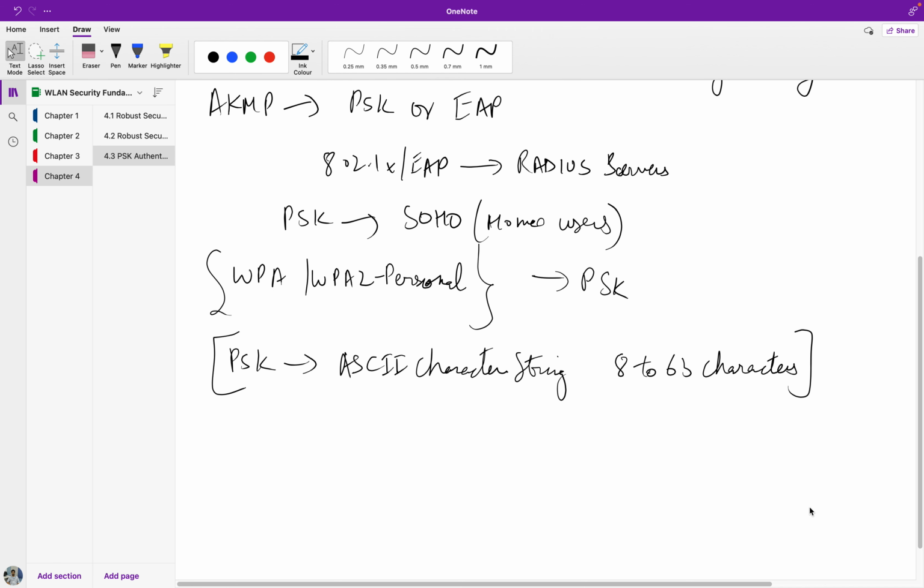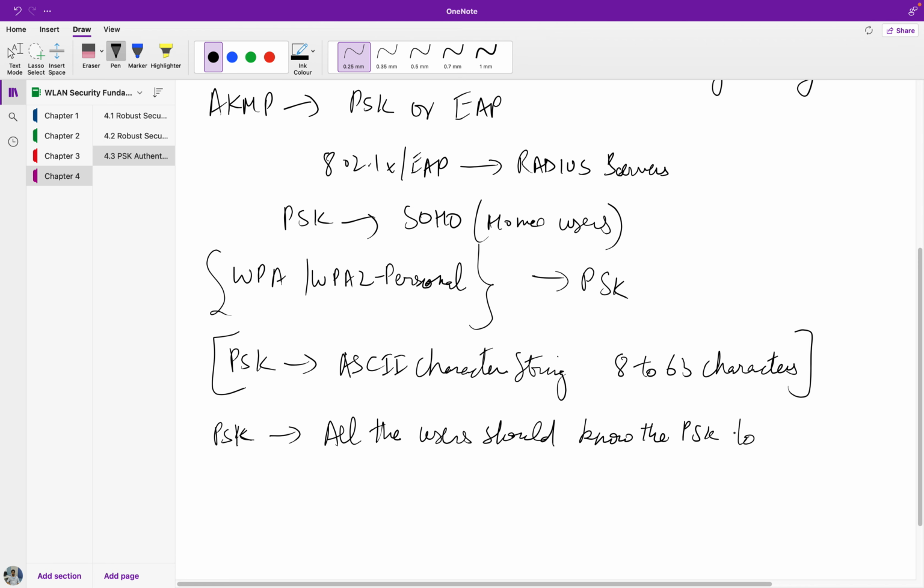For a PSK to be configured, all the users who want to connect to the network should know the PSK. To get access to the SSID, all users should know the PSK to get access to the network or wireless LAN. Let's write it down.